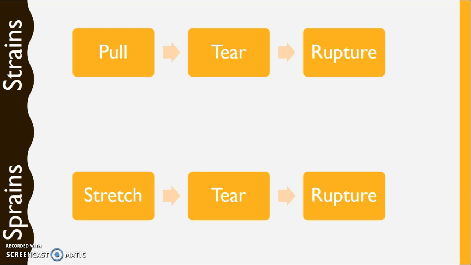Grade 2 is a muscle tear. This is when 10 to 15% of the muscle fibers have been damaged. This causes swelling, inflammation, and the athlete will not be able to carry on with their performance as they will be rather immobile.